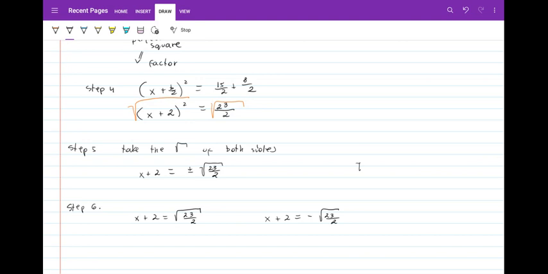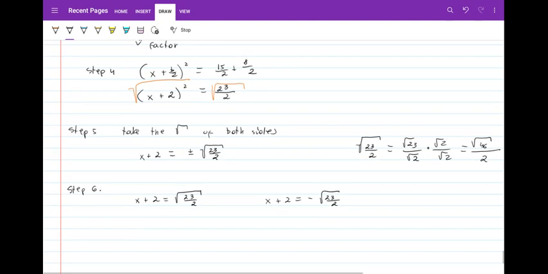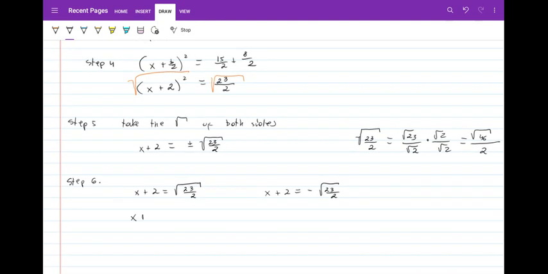So just quickly rationalize the denominator. So this is the same as radical of 23 divided by square root of 2. So multiply top and bottom by square root of 2. So that will give you square root of 46 divided by 2. So I will just rewrite that as x plus 2 equals square root of 46 divided by 2. Here x plus 2 equals negative square root of 46 divided by 2.